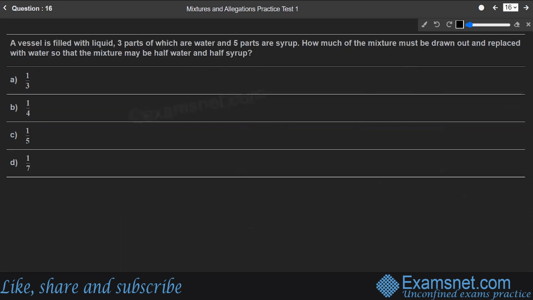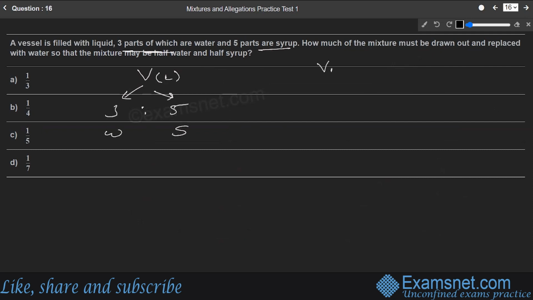Now let us see the next question. 16. A vessel is filled with liquid, 3 parts of which are water and 5 parts are syrup. So the vessel has a liquid where the ratio of water to syrup is 3 is to 5. 3 parts of which are water. So the ratio of water to syrup is nothing but 3 is to 5. How much of the mixture must be drawn out and replaced with water so that the mixture may be half water and half syrup?